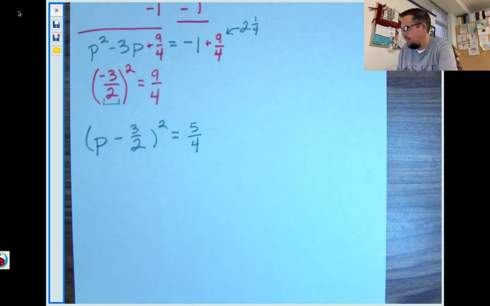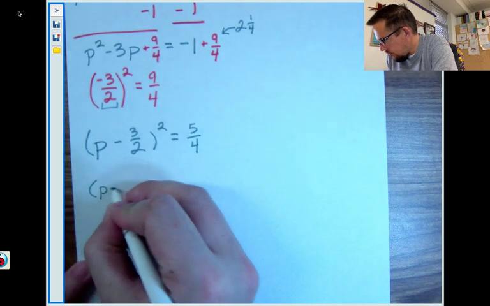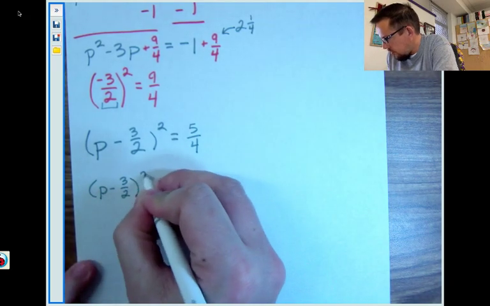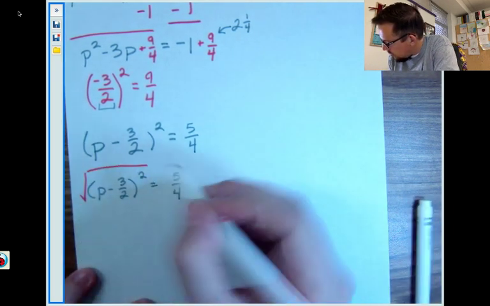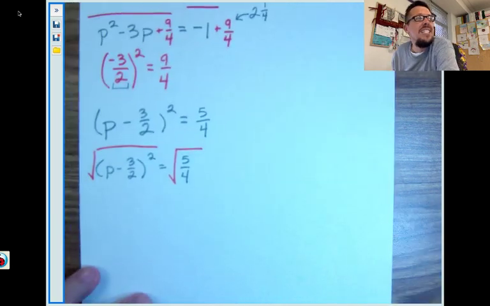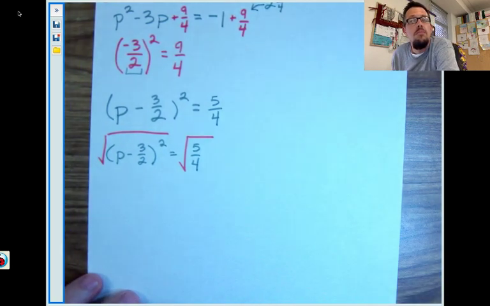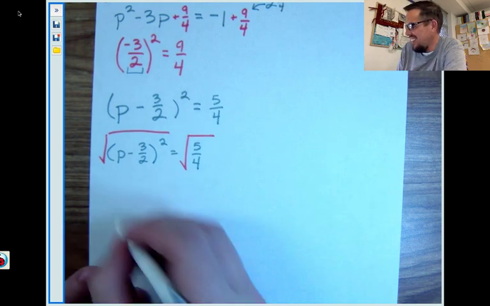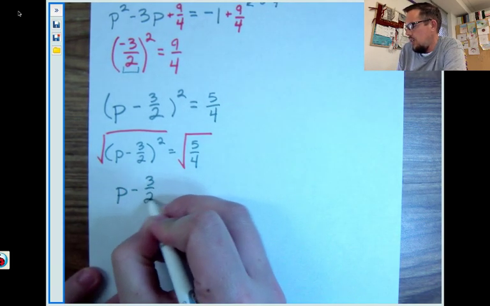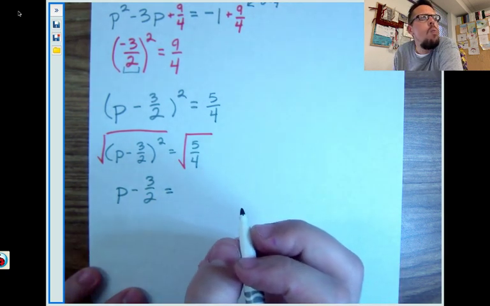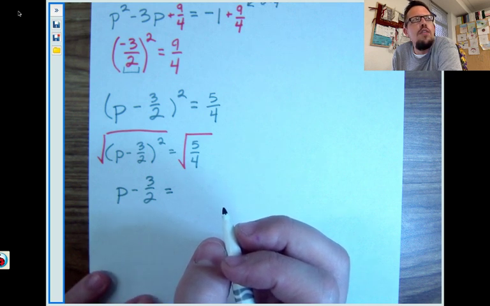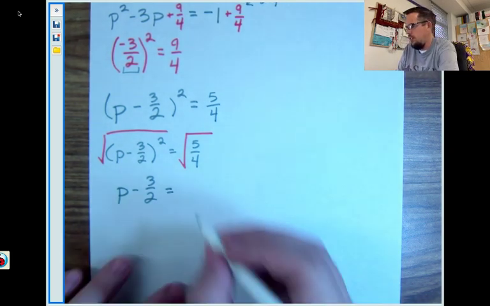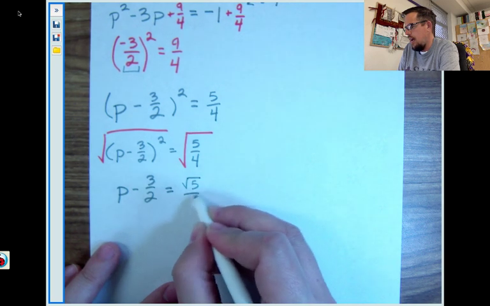Now we're going to square root both sides. Left side's easy. Right? p minus 3/2. There we go. Equals the square root of 5/4. And the square root of 5/4 is the square root of 5 over the square root of 4. And that's important because what's the square root of 4? So this is going to be the square root of 5 halves.